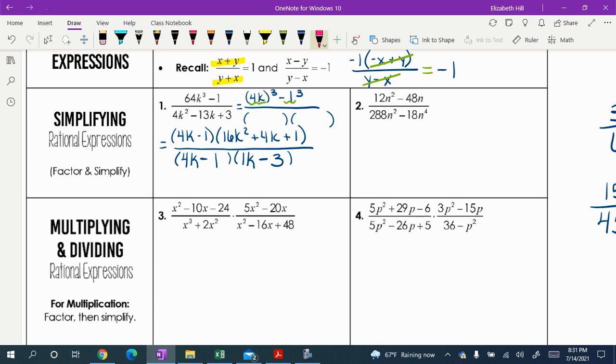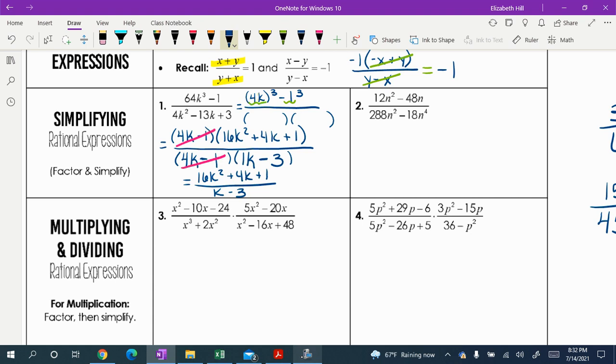Now, as I'm looking at this and I see my factors, I can see that I have a factor of 4k minus 1 up above and a 4k minus 1 down below. Those right there are going to cancel each other out. Now, I have to leave the rest of it as is. So we're going to have 16k squared plus 4k plus 1 all over k minus 3. I cannot do anything else. Now I have sums and differences in this problem. We can't do any more simplifying from there.